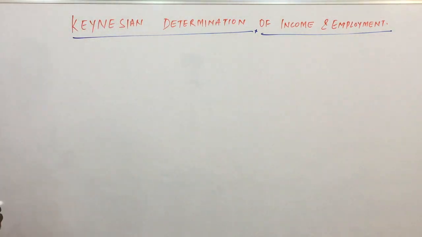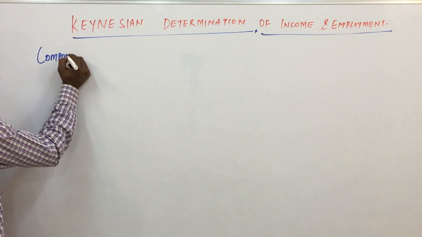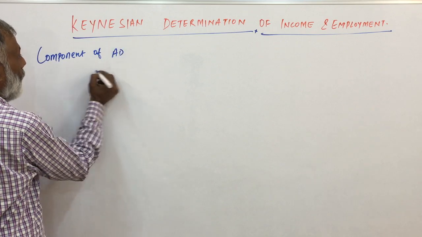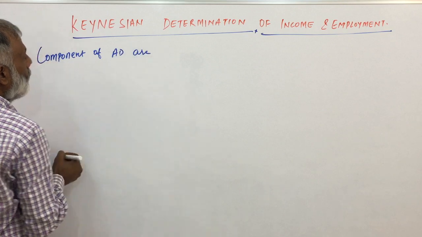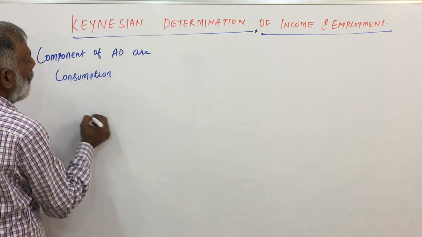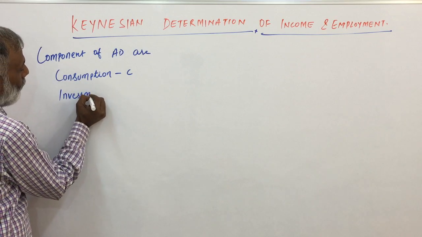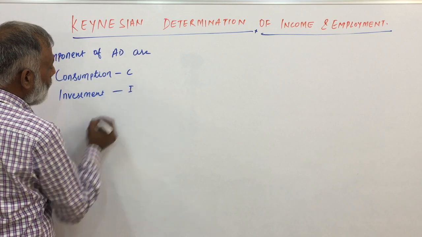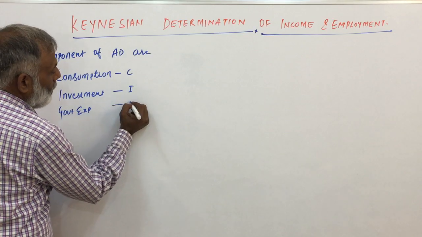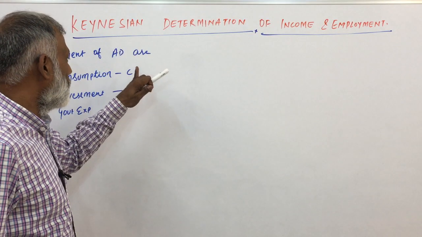That is the major component. The components of aggregate demand are consumption, that is represented by C, investment, represented by I, and the government expenditure, represented by G. That is C, I and G. The components of aggregate demand are C, I and G.